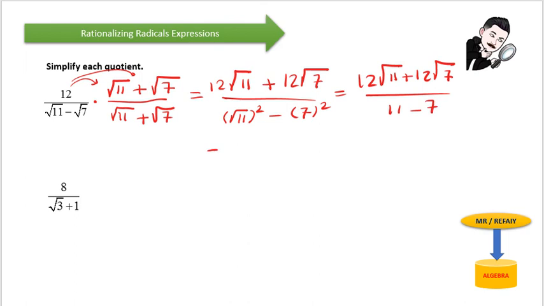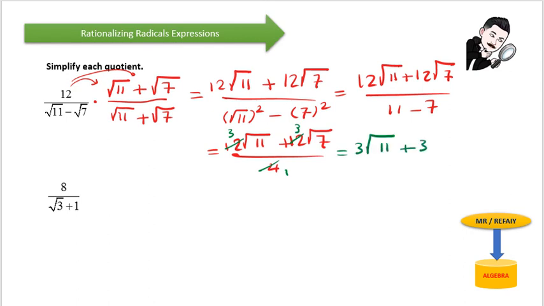It will be 12 root 11 plus 12 root 7 over 4, and at this time we can simplify. Okay, we can simplify both of the two numerators with the denominator. Divided by 4, 12 becomes 3, and the other 12 divided by 4 is also 3. So the last answer here is 3 root 11 plus 3 root 7. Great. Okay, what about the next one?